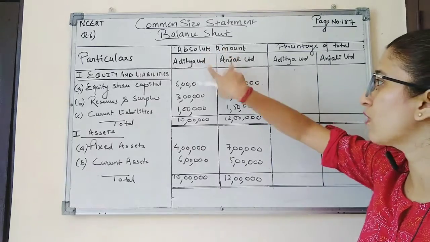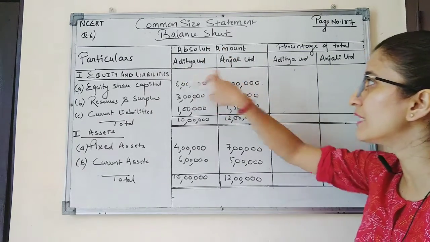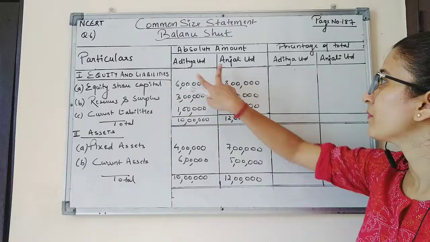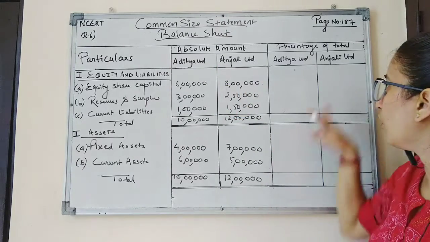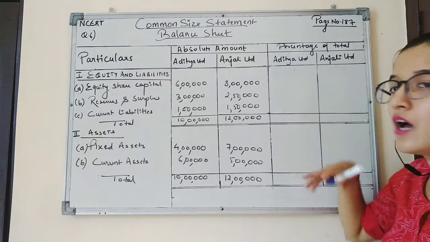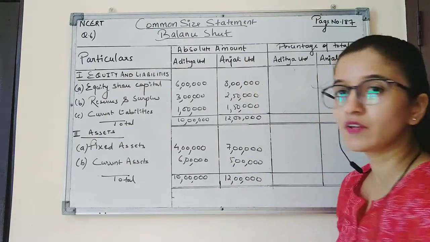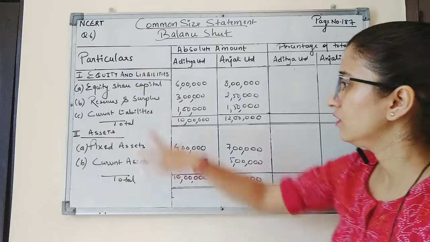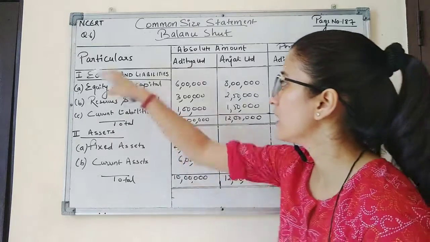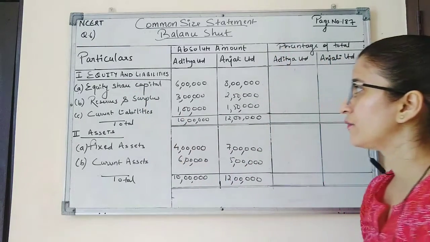This is the absolute amount of 2 firms. First is Aditya Limited, second is Anjali Limited. Next will be percentage of total of both the firms, Aditya Limited and Anjali Limited. So till here we have to copy as it is given in the question. There are 2 major headings in the balance sheet, equity and liabilities, and assets.